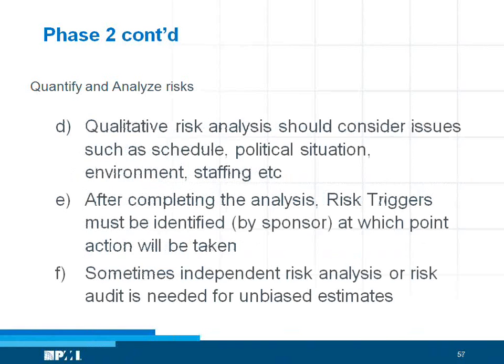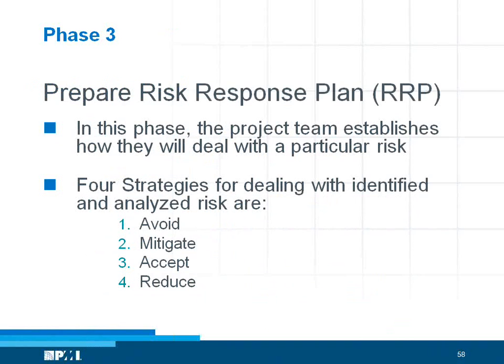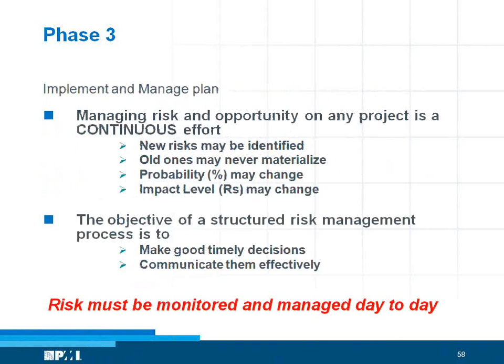So, to talk about qualitative risk analysis, it typically considers schedule, political situation, environmental factors, staffing, and things like that. We also identify the risk triggers, and we can also do an independent risk analysis by experts, and an independent risk audit by an audit committee. And then we prepare a risk response plan, which is typically any one of the 4. It could be avoiding the risk, mitigating the risk, accepting or reducing the risk.